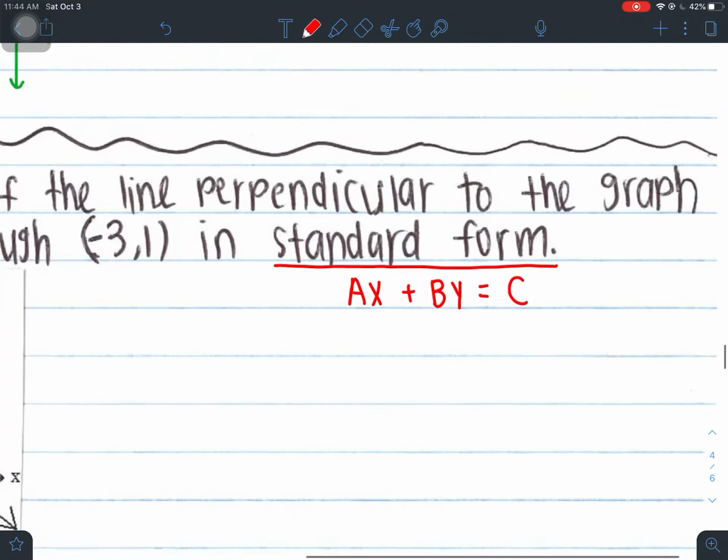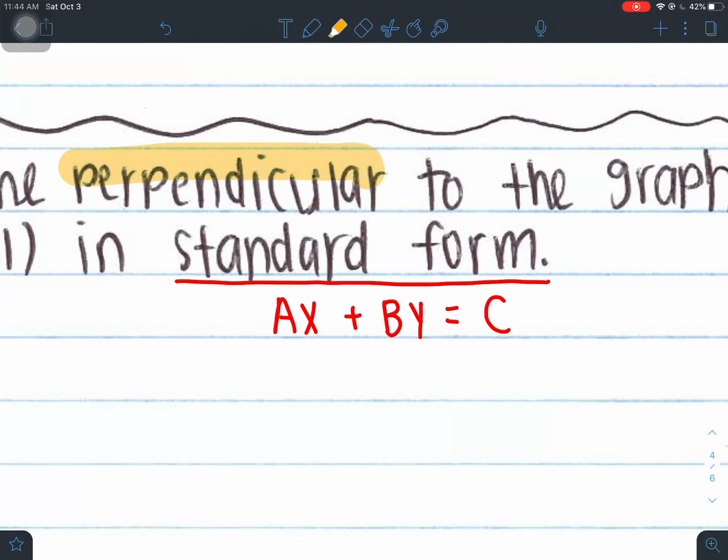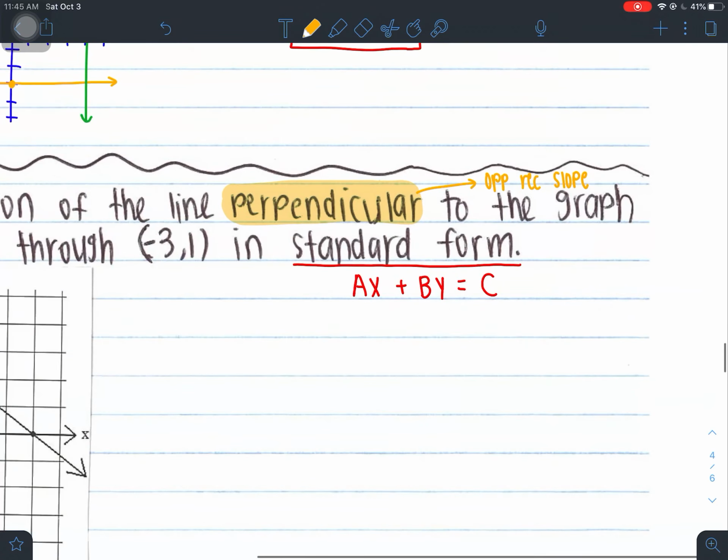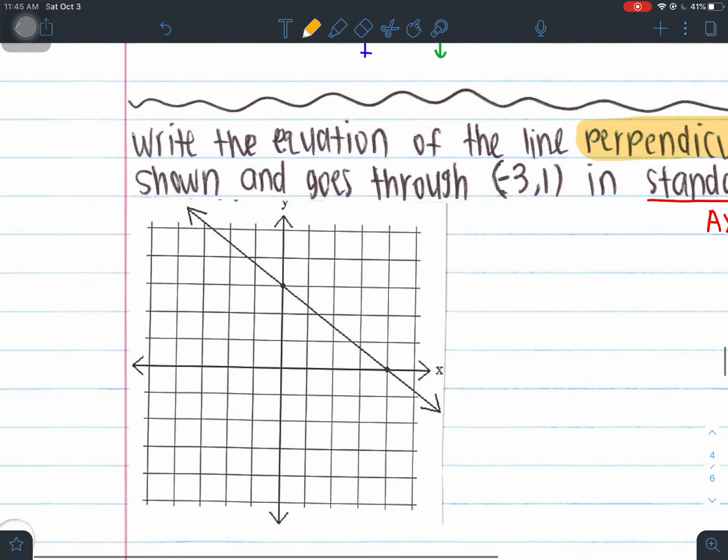Now I know I have to write the equation of a perpendicular line. Perpendicular lines, what kind of slopes do they have? They have opposite reciprocal slopes. If they have an opposite reciprocal slope, do I want to use the same slope as the original? No. If I use the same slope, what kind of equation did I make? I made a parallel line. You do not want to make a parallel line. You want to make it perpendicular. It is very easy to go autopilot and make a parallel line by accident. So you want the opposite reciprocal slope.